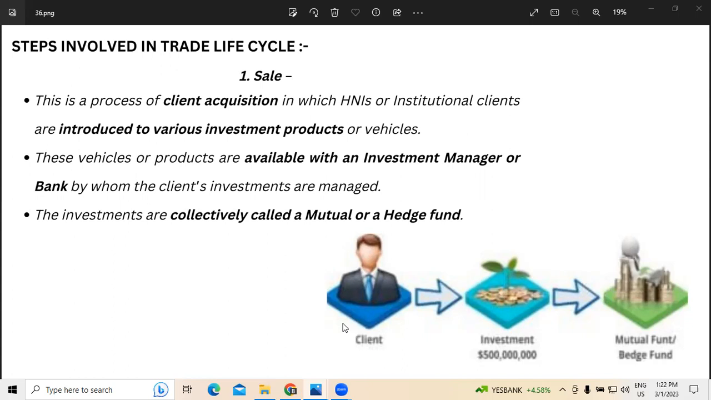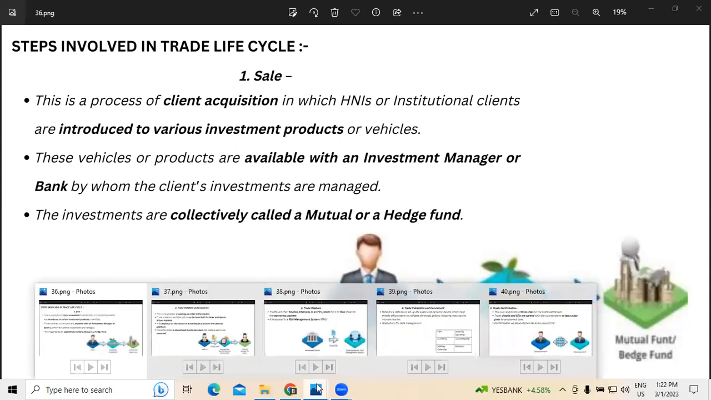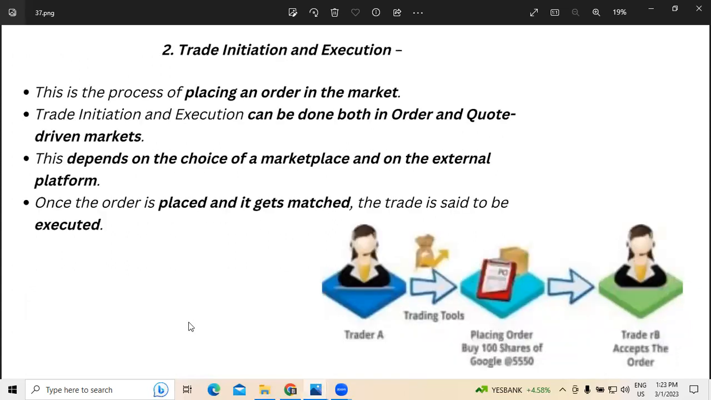The first step is what we generally call sales. In this step, the process of client acquisition takes place, in which HNIs and institutional clients are introduced to various investment products and vehicles. These vehicles are the products available with an investment manager or a bank, through which client investments are managed. These investments are collectively called mutual or hedge funds. This is the first stage of the investment trade life cycle, which we call sales.